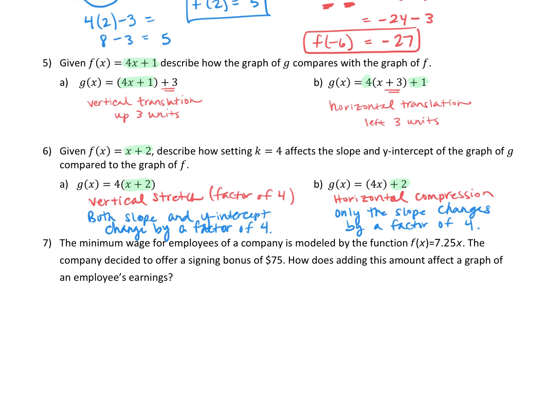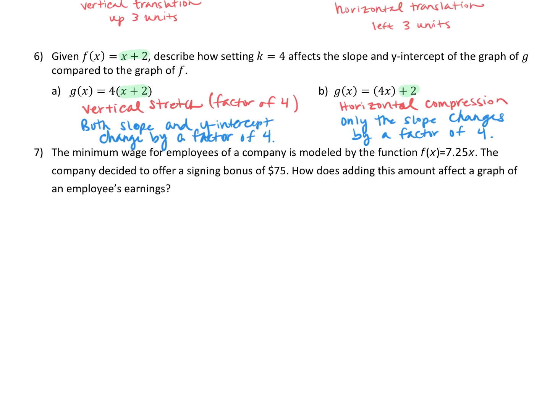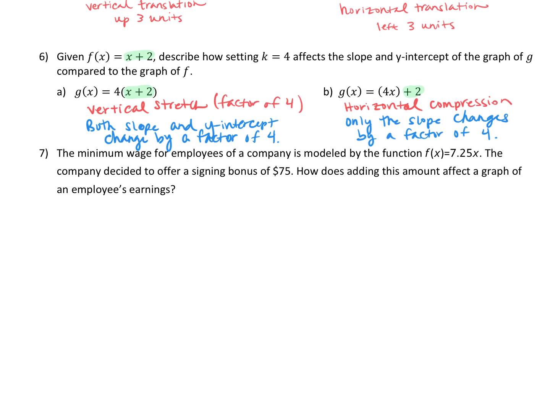All right, number 7. The minimum wage for employees of a company is modeled by the function f of x equals 7.25x. The company decided to offer a signing bonus of $75. How does adding this amount affect the graph of an employee's earnings?